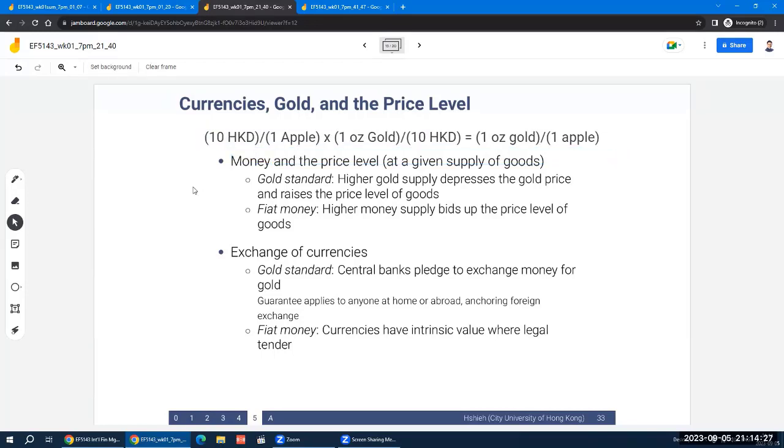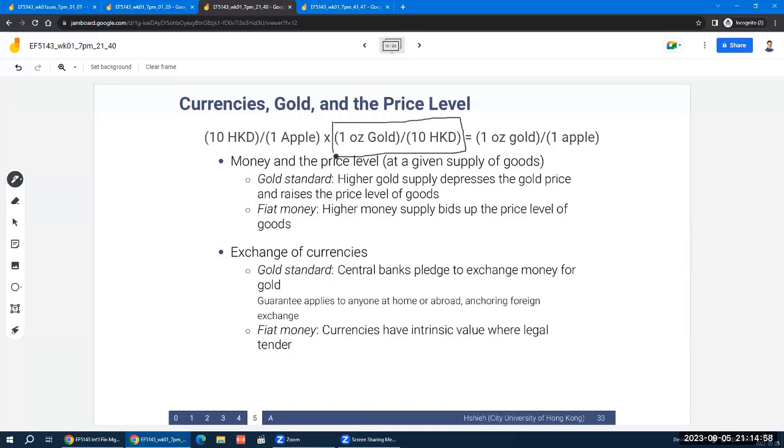Agree? So the price of 1 apple is 10 Hong Kong dollars, and we want to convert that price in terms of gold. We just multiply by 1 ounce of gold divided by 10 Hong Kong dollars. And that will give us the price of apples in terms of gold. Agree? Now, under the gold standard, we can't change this conversion rate because we told all our trading partners, this is what we will convert our local currency for gold.